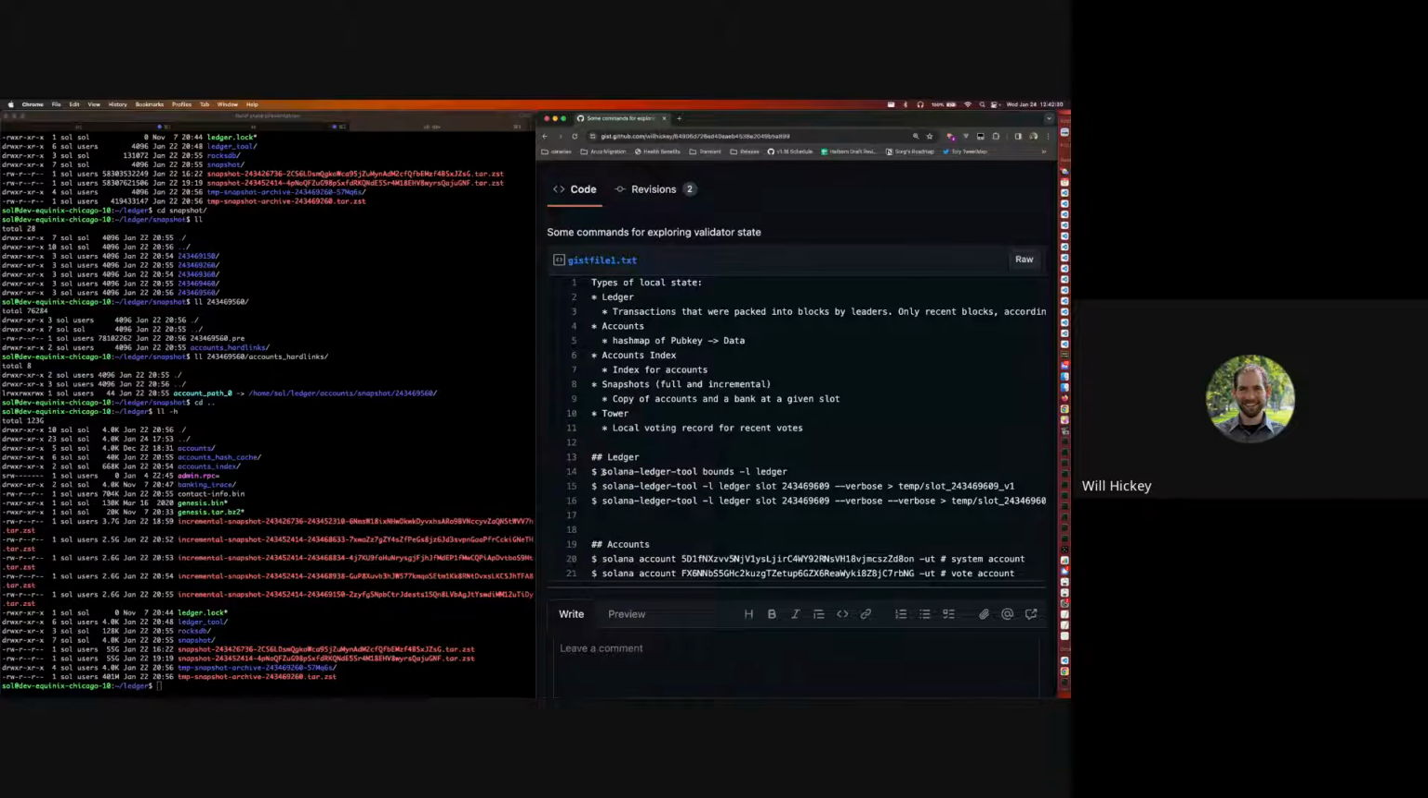Okay, so Solana Ledger Tool is incredibly powerful, does all kinds of stuff. Highly recommend playing around with it, getting familiar with it.